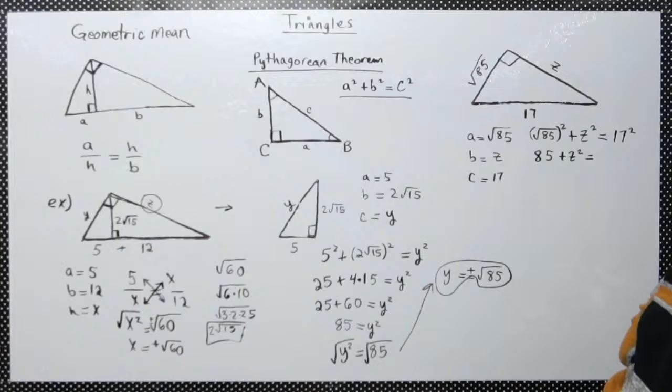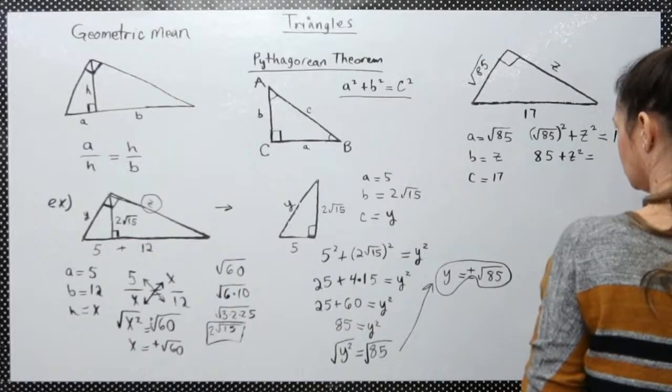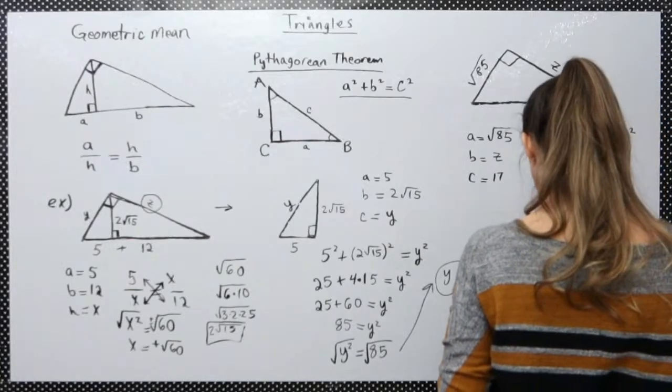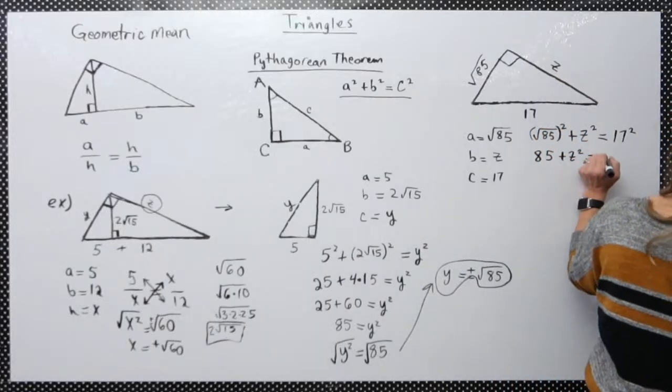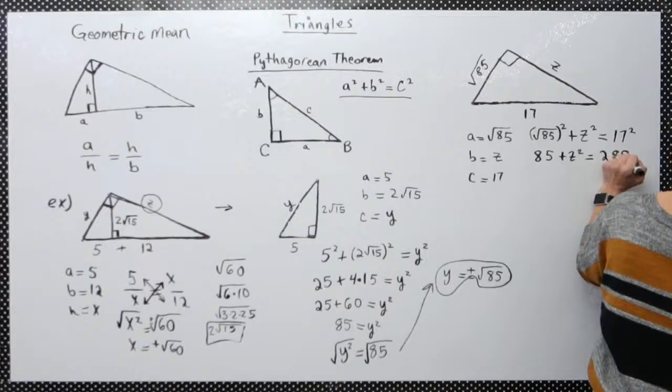Eventually, when I get really comfortable and good with all this technology, I would like to have a document camera on my calculator so I can show you all how to use the calculator. 289 is what I'm getting.